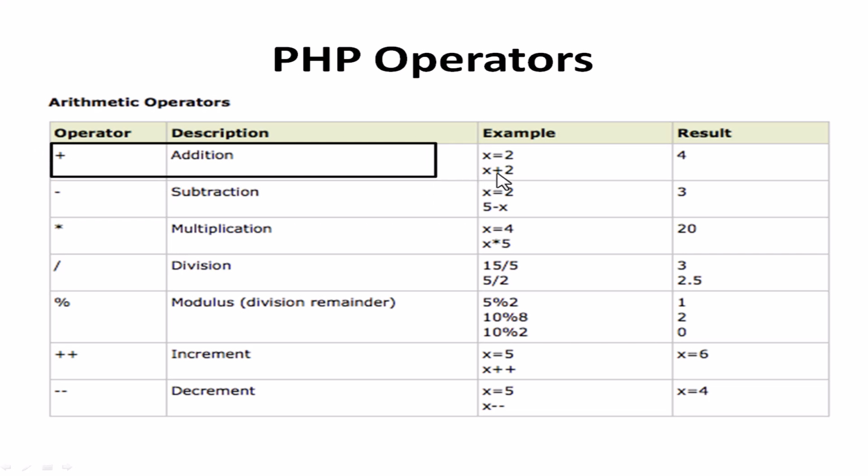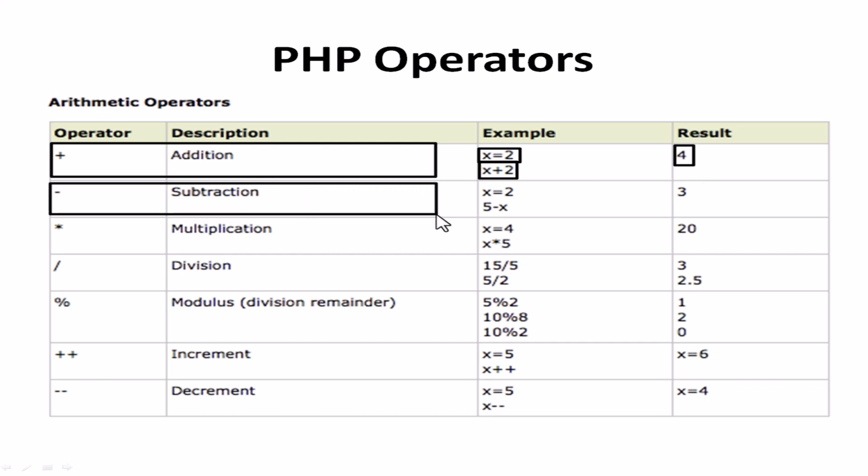The first one is the addition operator, where you can perform addition. For example, we have already declared a variable x equal to 2, and we are going to write x equal to x plus 2. It is going to add the 2 to the existing 2 value, and the result is 4.